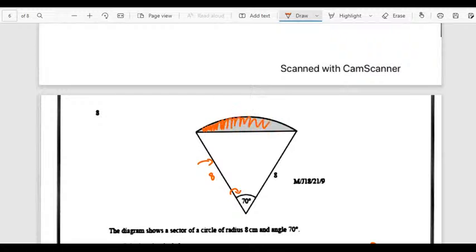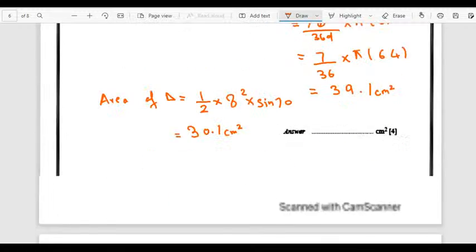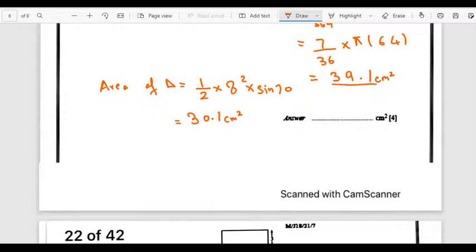So how do we find it? We will just calculate the difference of the two areas. This is 39.1. This is 30.1. And what are we going to get exactly? That would be, yes, 9.02. Yeah, 9.02 centimeters square.